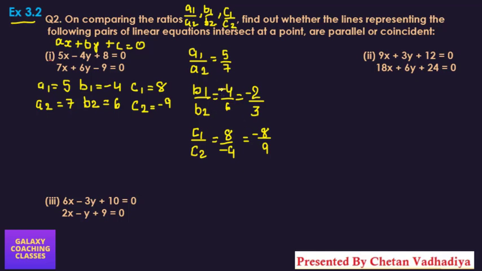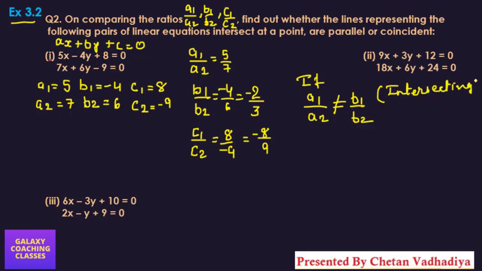There are three conditions. First of all, I am going to explain all three conditions. If A1 upon A2 is not equal to B1 upon B2, if these two ratios are not equal, directly you can say that you will get intersecting lines, meaning one solution. You can say intersecting lines when A1 upon A2 is not equal to B1 upon B2, meaning they intersect at a point.